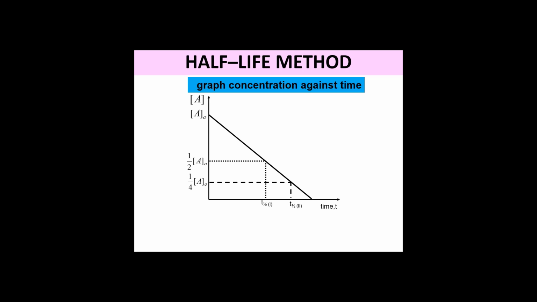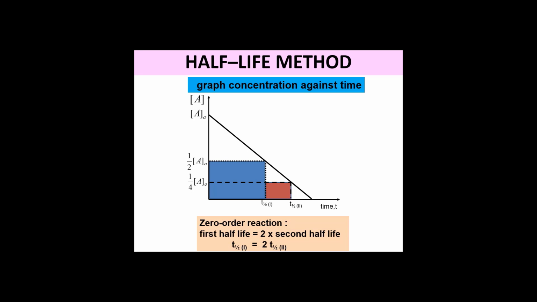We also can determine the order of reaction using half-life graphical analysis. Plot the graph concentration against time. If concentration against time gives a straight line with negative slope, it is zero-order reaction. Refer to time taken for first half-life and second half-life. If first half-life equals 2 times second half-life, it is zero-order reaction.